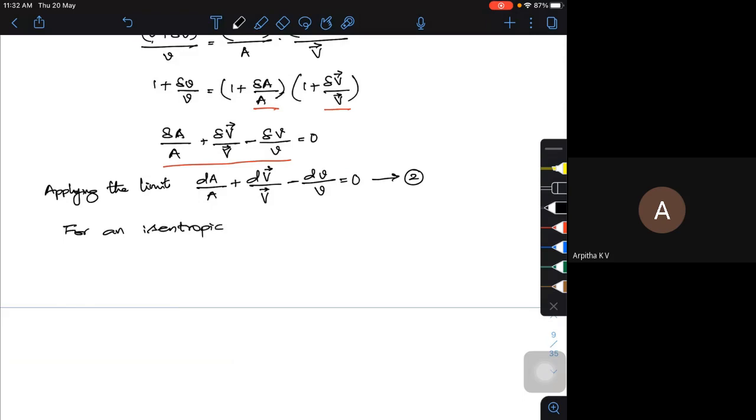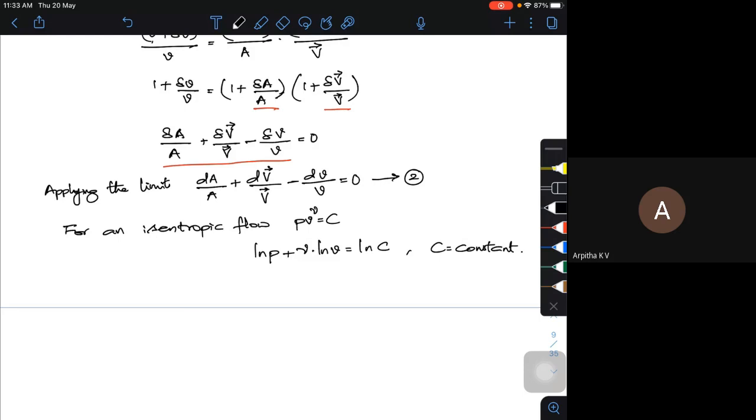It is PV to the power of gamma equal to a constant. You have to be very careful: V is volume here, it is not velocity. If I apply the log on both sides, what I'm going to get is ln of p plus gamma into ln of v is equal to ln of c, where c is a constant. If you want, you can write c, or you can write k.